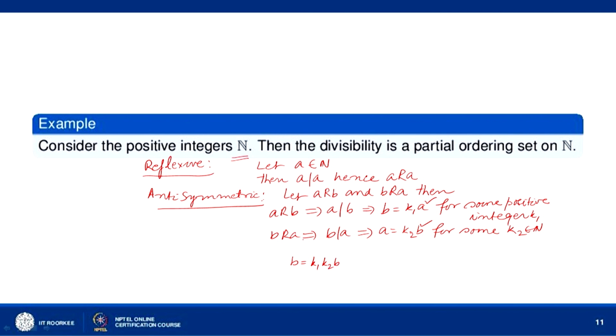Now, B is a positive integer, so we can divide by B. So, this implies 1 equals K1 K2. Now, K1 K2 are both positive integers and their product is 1. It means that K1 is equal to K2 equal to 1. So, we will get B equal to A. So the antisymmetric property holds.